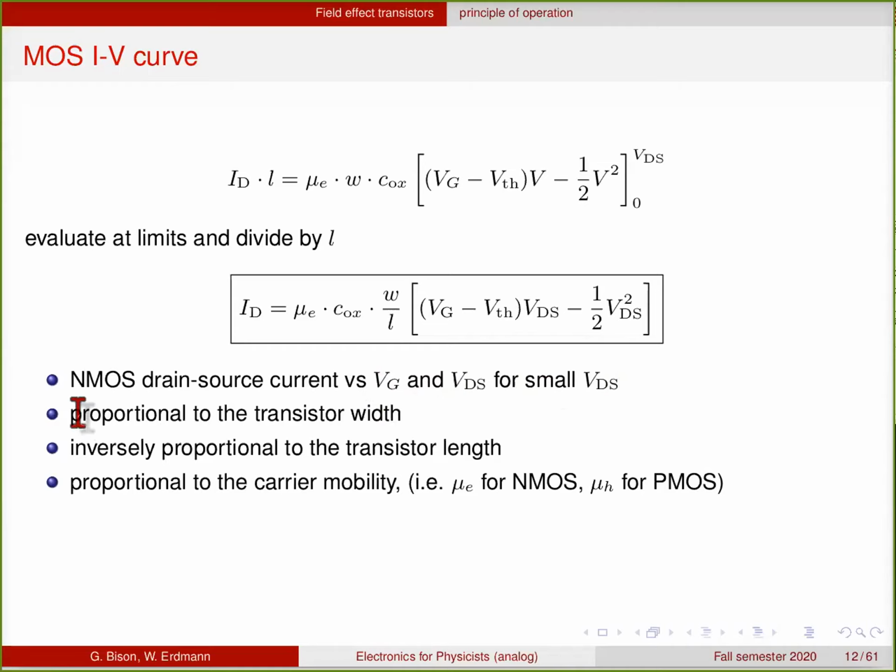One should just note that this is obviously proportional to the transistor width, which makes sense. If you make the transistor twice as wide, you get twice the current. It is inversely proportional to the transistor length, so shorter transistors give you higher currents. And it's also proportional to the carrier mobility. In this case, it's mu e for the NMOS, but it will be the hole mobility for the PMOS. So similar to the situation with the bipolar transistor, when you have transistors of equal geometry, then the NMOS will be stronger than the PMOS.